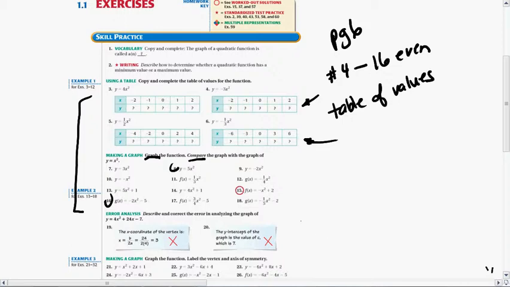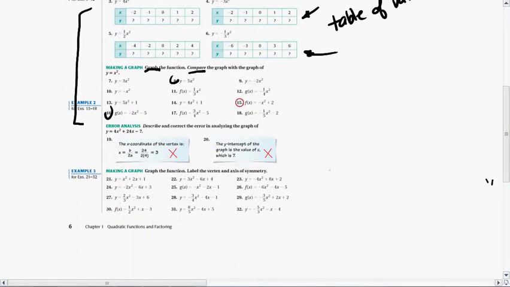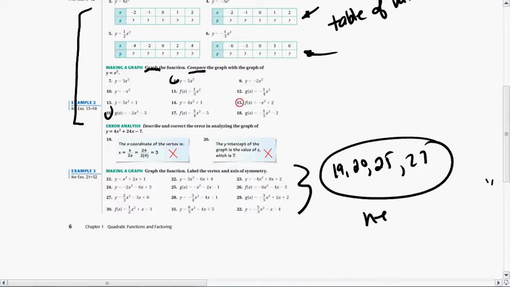So I'm going to do a couple of just the problems 4 through 16, but know that there's another video that you could watch to look at these problems here. So the next set, I think, is like 19, 20, 25, 27, and then we're going to go to another page. So I'll put all of these in the next video.